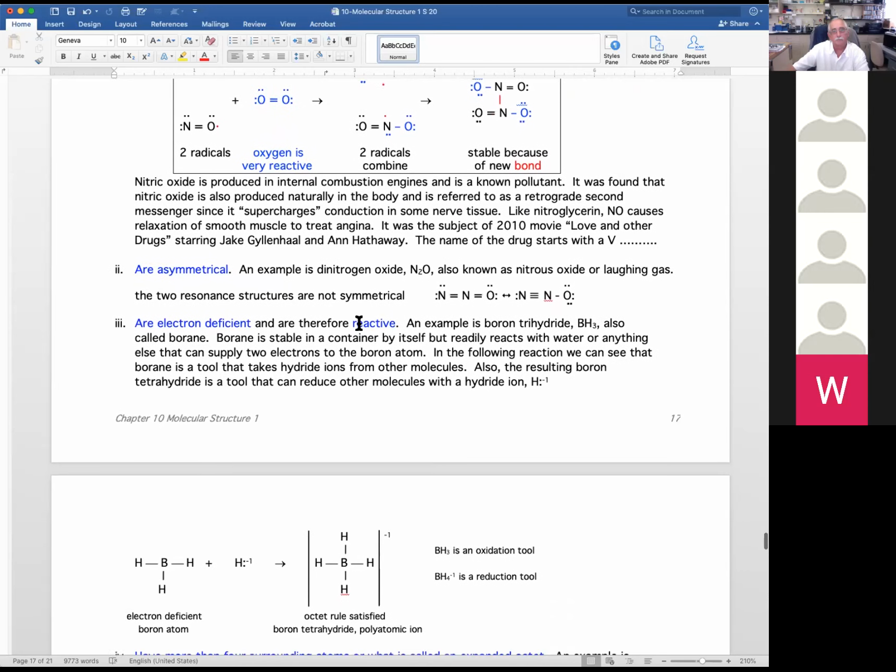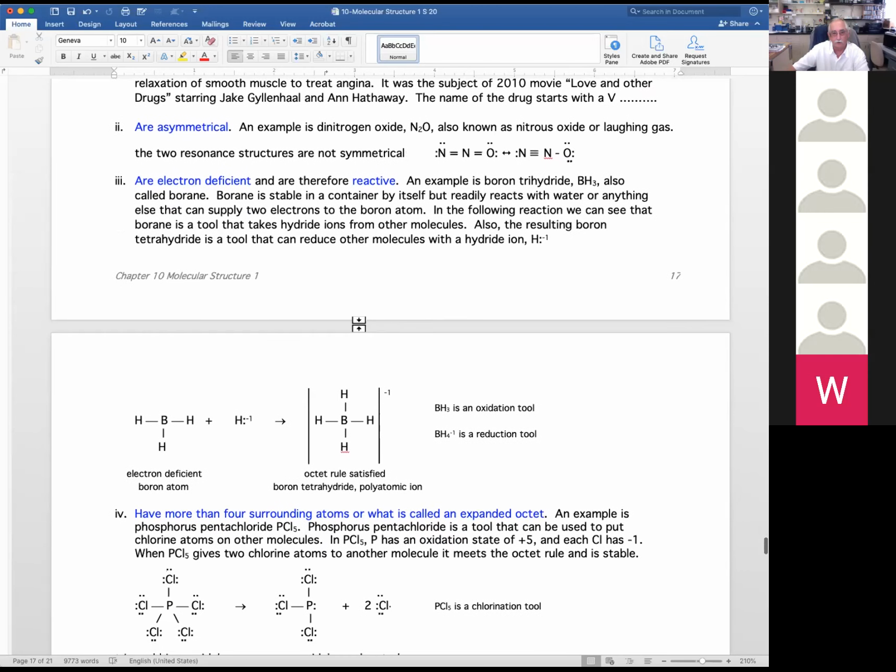You also have some molecules that are not symmetrical. So dinitrogen oxide is known as nitrous oxide or laughing gas, and there's nothing you can do to make it symmetrical. So they use that in dentist's office. I had one dentist that gave it to me one time and I was not laughing because there's absolutely nothing funny about going to the dentist.